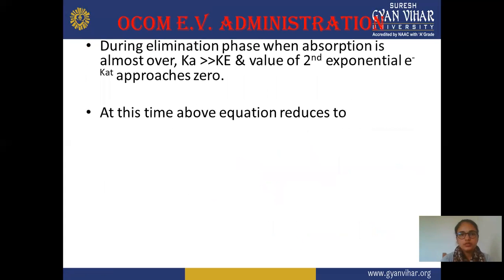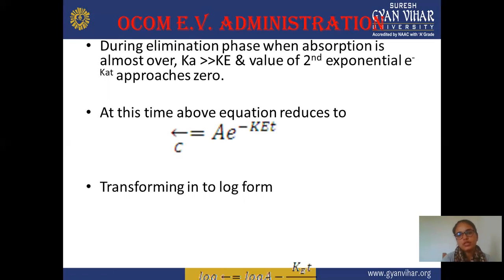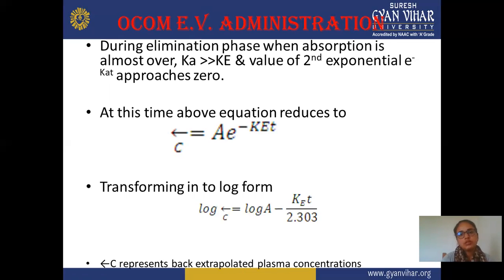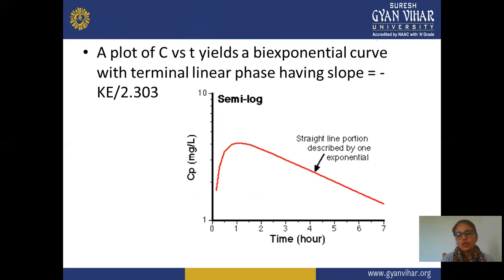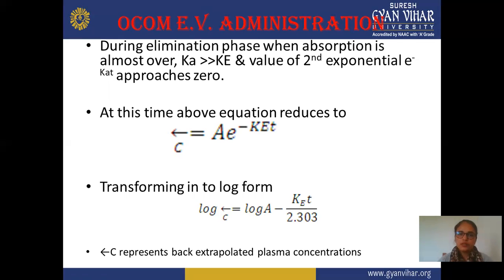After this, during the elimination phase, absorption is almost over, and absorption is approximately double or more than the elimination rate. The value of the second exponential, e^(-Kat), approximates 0. This means that when the elimination phase is reached, absorption is more than, about double, the elimination rate constant.